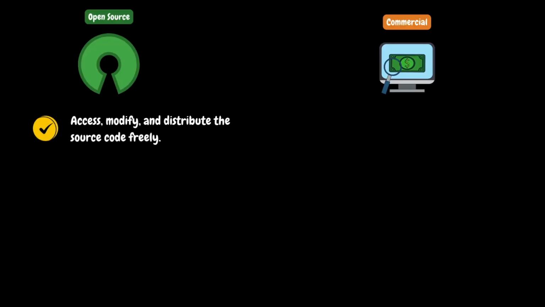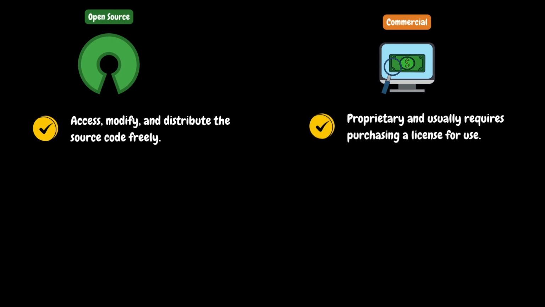Open source software allows users to access, modify and distribute the source code freely. It is typically developed and maintained by a community of contributors, whereas commercial software is proprietary and usually requires purchasing a license for use. The source code is not accessible or modifiable by users.